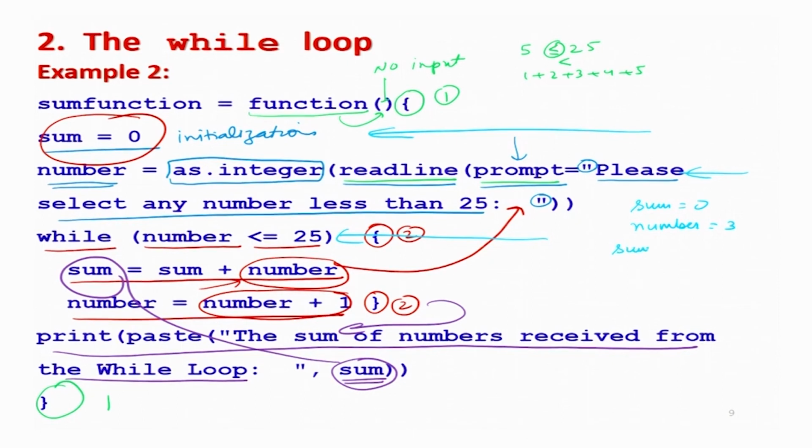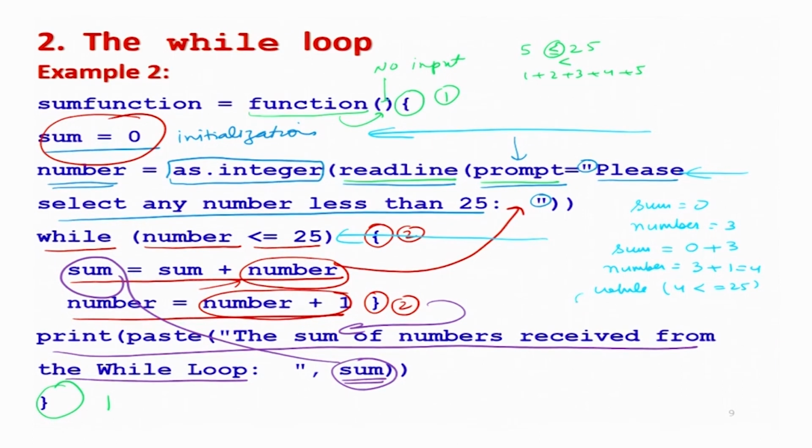Sum is equal to sum plus number. So, the sum value here is 0 and the number is 3, and then the number will become number 3 plus 1, that is 4. Now this 4 is once again checked under the while condition: is 4 less than or equal to 25? Yes, 4 is less than or equal to 25, this is true.